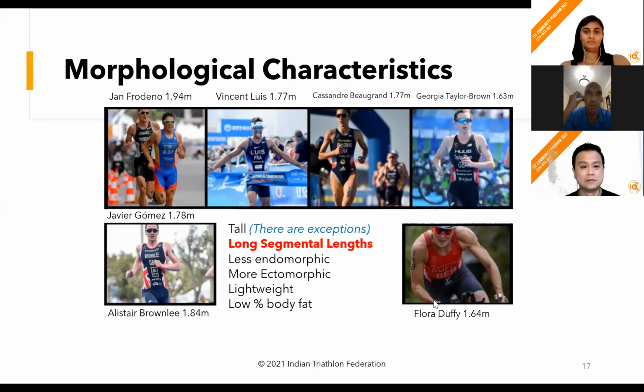Alistair Brownlee is somewhere in between Jan Frodeno and Javier Gomez. So obviously, that's the point I made previously as well, that we tend to think that the taller athletes will have a distinct advantage. Not so much. There are always going to be exceptions to all these rules.